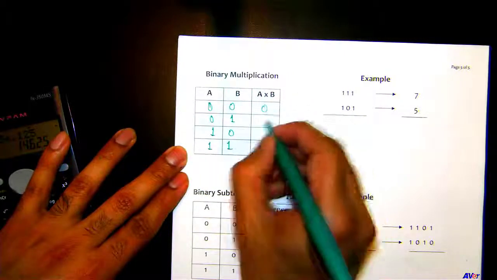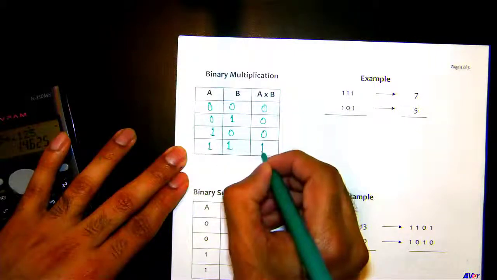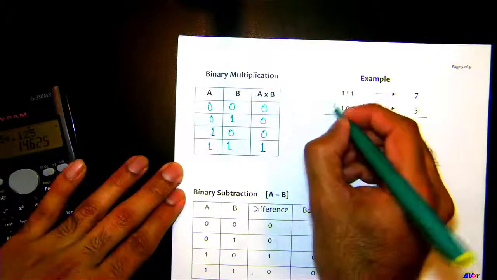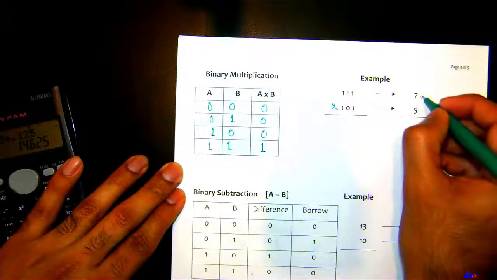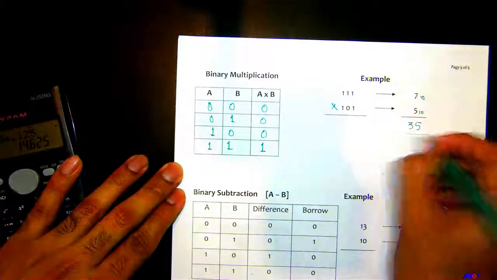0 times 0 is going to be 0. 0 times 1, any of the inputs with 0, is 0, and then 1 times 1 is going to be 1. Okay, we're going to start off with this. 7 times 5, we know this is going to be 35.